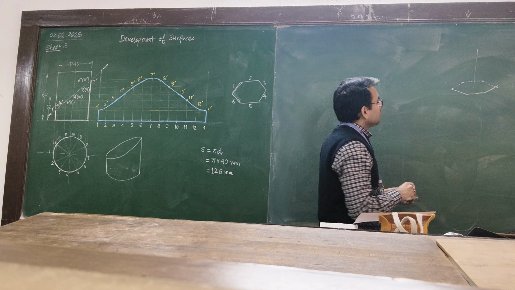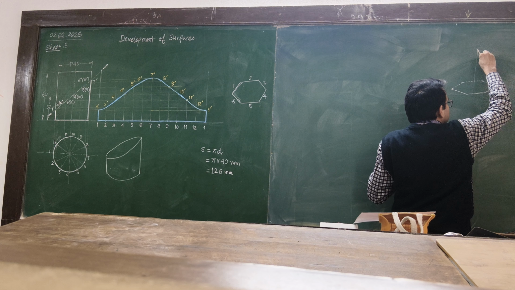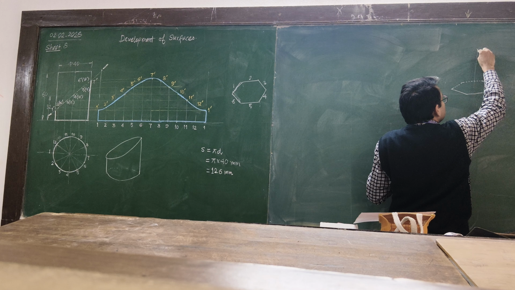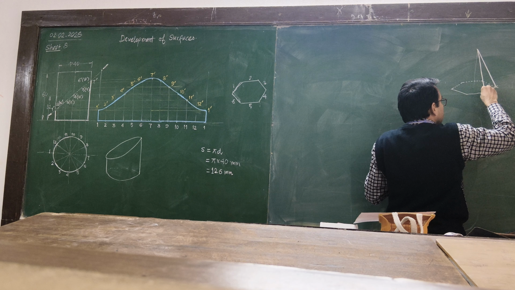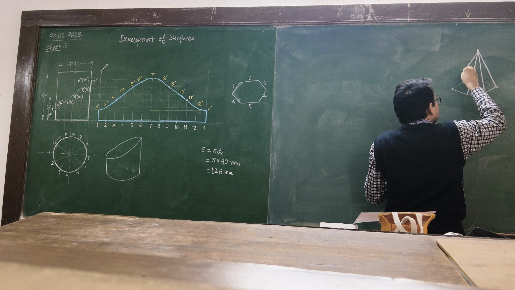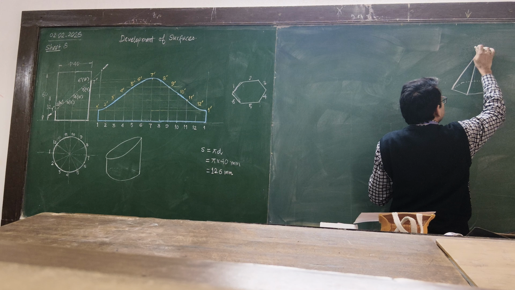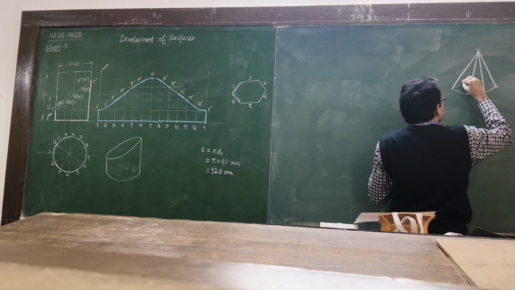Hidden lines. This is the vertex. So you will join this. And the remaining lines will be basically hidden lines.